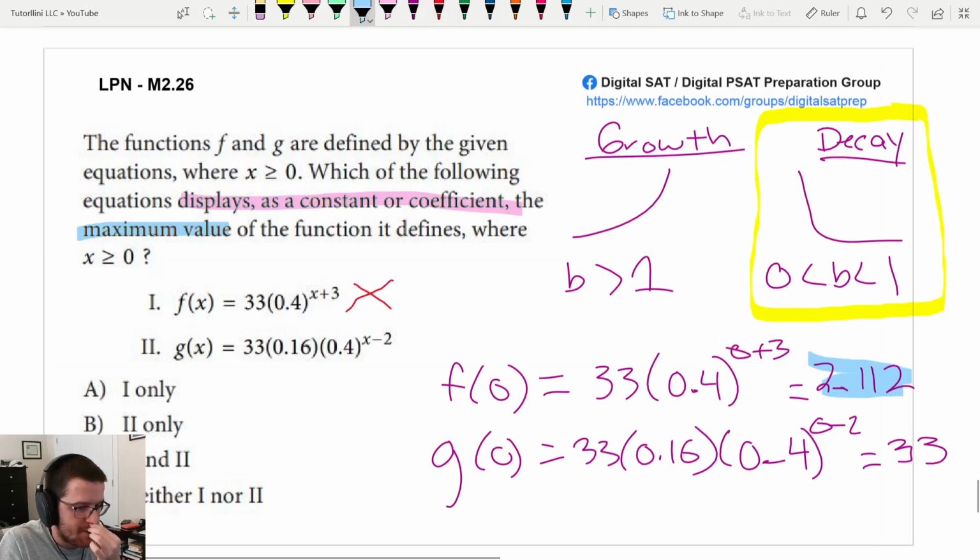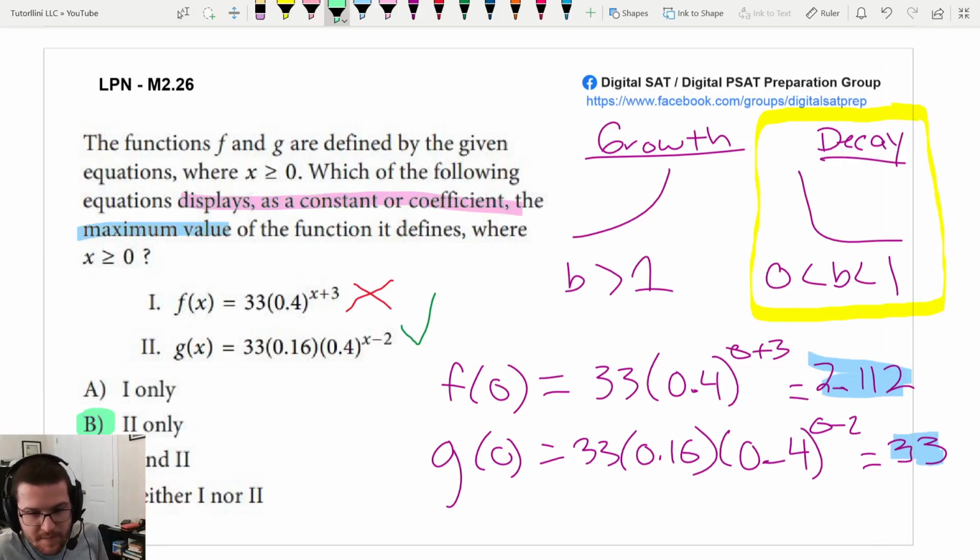And let's look at this one, 33. Okay, is there a 33 on display? Oh, I see a 33. Yep. So this one does have the max on display. So I am thinking the answer is B, 2 only, which is the correct answer. Okay, awesome.